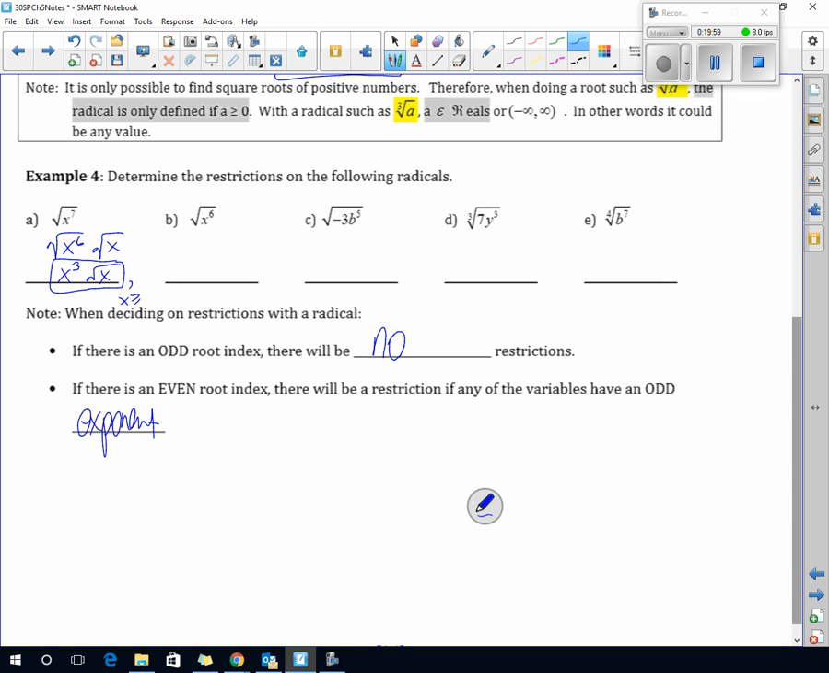Okay, how about this one? Is there a restriction? No. And if you want, you can think about this for a second. If you put whatever you want in here, positives or negatives, if you put it to the power 6, it'll get positive, and then you can square root it. So there are no restrictions. Does everybody see that? How about this one?